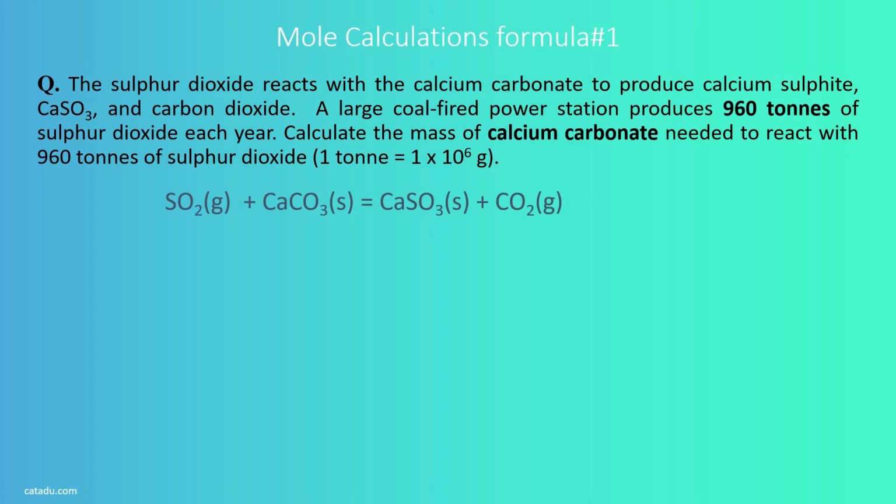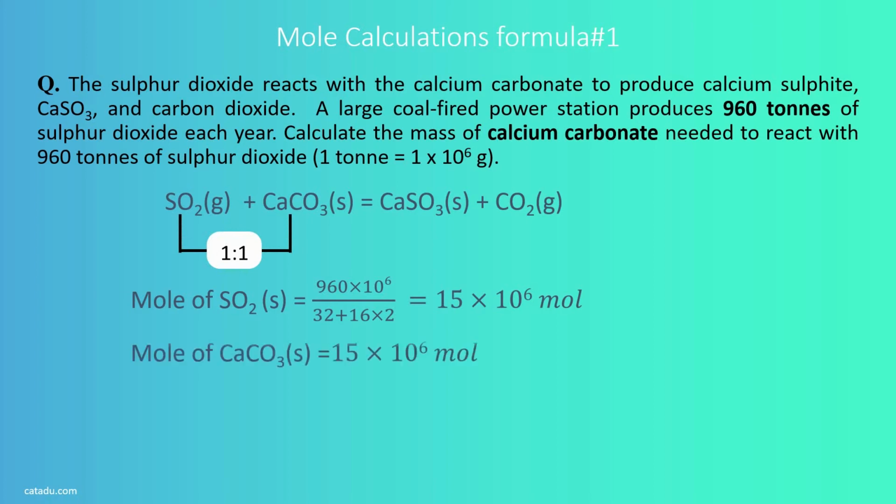Here the clue is given: 1 ton is equal to 10^6 gram. So 960 multiplied by 10^6 will be the mass of sulfur dioxide in gram, divided by MR of sulfur dioxide, 64, that is 32 plus 16 into 2. So we get the mole of sulfur dioxide as 15 × 10^6 mole. The mole of calcium carbonate will be similar because the stoichiometric relation is 1:1. So the mole of sulfur dioxide equals the mole of calcium carbonate.